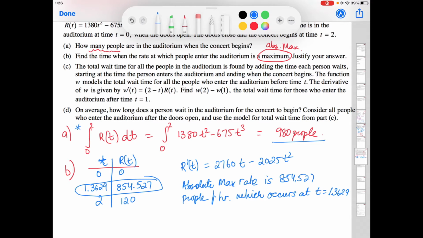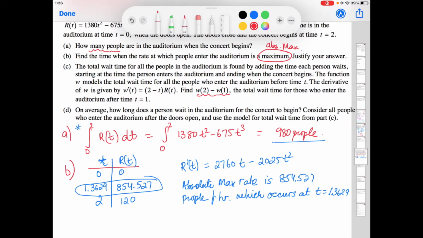Okay, so now part C. Part C says the total wait time for the people in the auditorium is found by adding the time each person waits, starting at the time the person enters the auditorium and ending when the concert begins. The function W models the total wait time for all the people who enter the auditorium before time t. The derivative of W is given by W prime of t is equal to 2 minus t times r of t. Find W of 2 minus W of 1, the total wait time for those who enter the auditorium after time t equals 1.